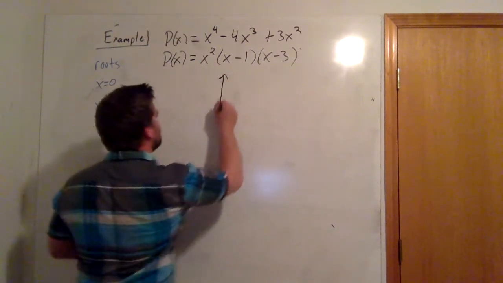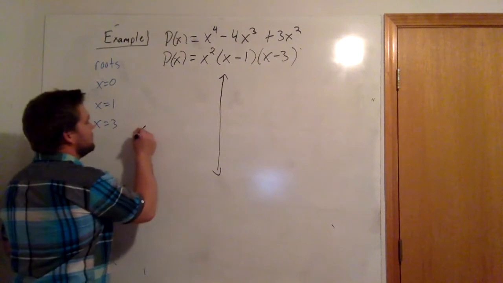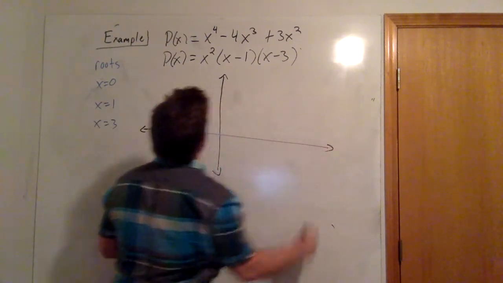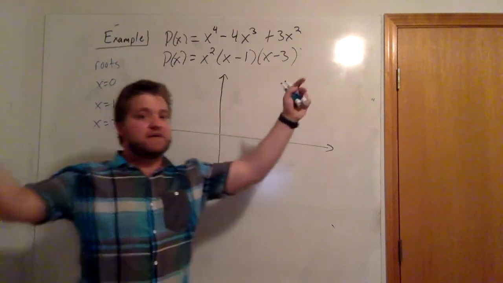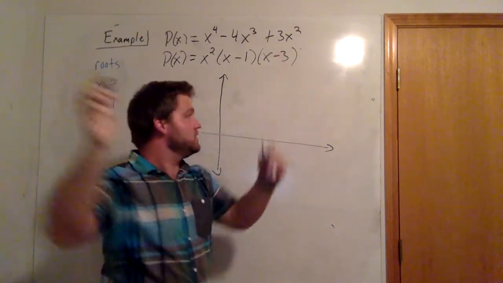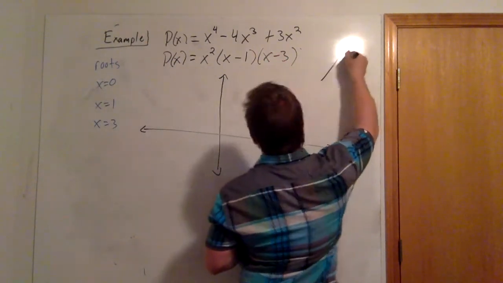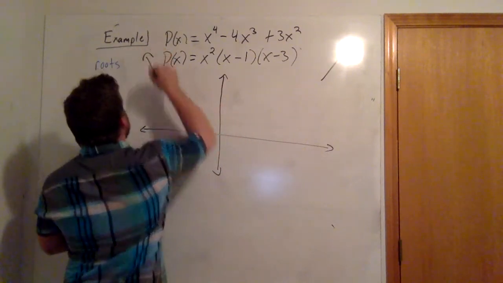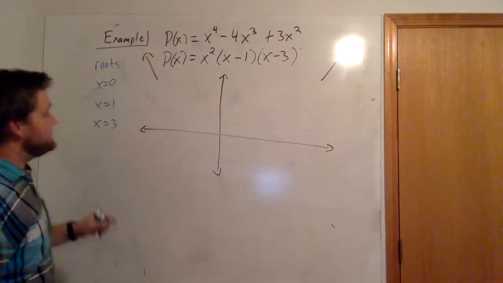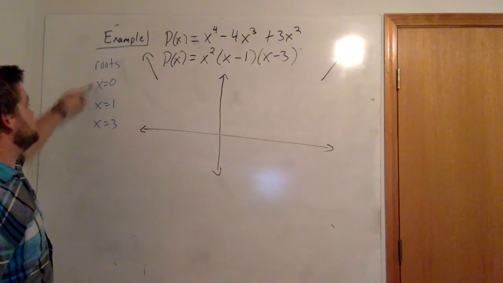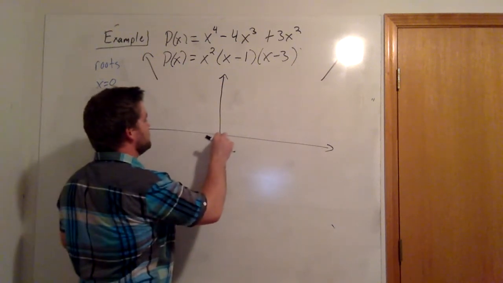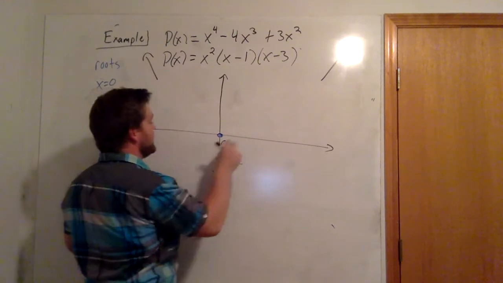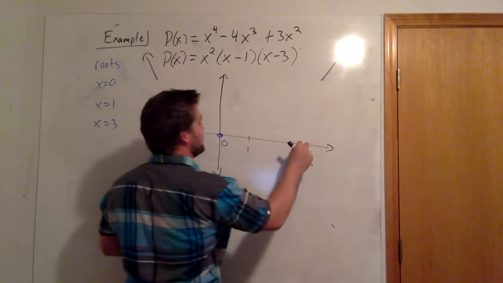Okay, what do we know? First off, we know its end behavior. Its leading term is x to the 4th, so its end behavior will behave a lot like x to the 4th. So here's its end behavior. I know that it has to cross the x-axis at these values of x, so I'll go ahead and record those. So at x equals 0, at x equals 1, and at x equals 3.